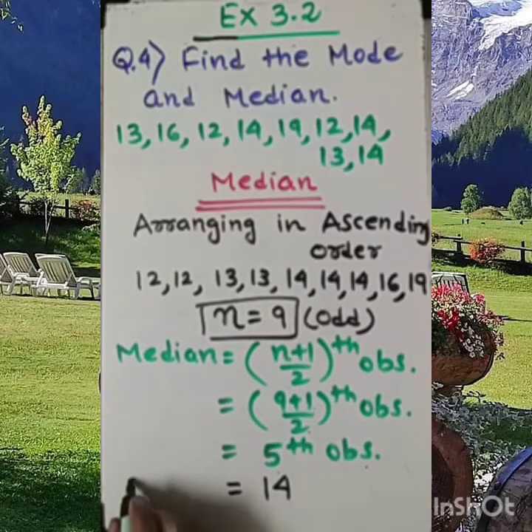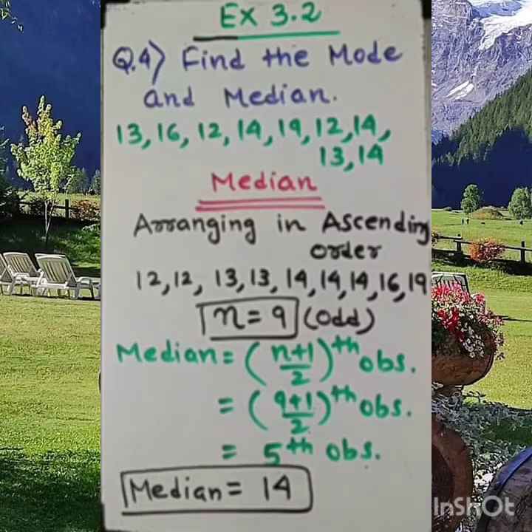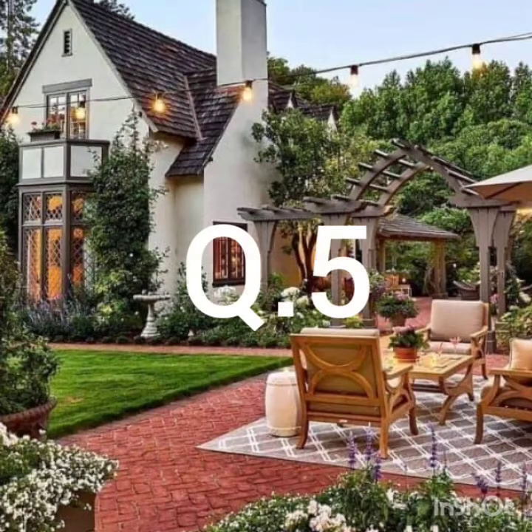So again, the median for this data is coming 14. Here, coincidentally, mode and median both are similar. This is the complete solution of question number 4. Easy. So my dear student, here in exercise 3.2, question 5 is on your screen.